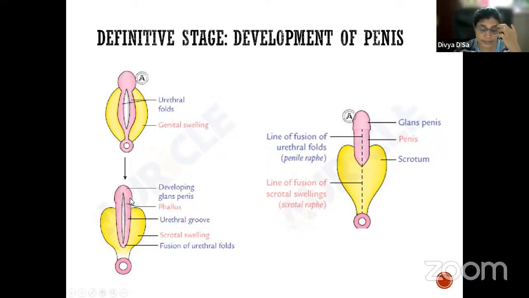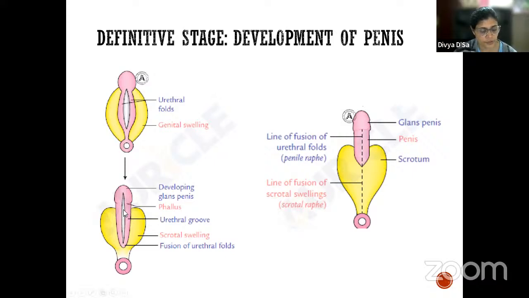So next, now the penis has been formed. Now the penile urethra has to form. Here, as this phallus is elongating, it pulls along with it the primitive urethral folds. So these are the urethral folds. This is growing, so along with it, it is pulling these urethral folds also.